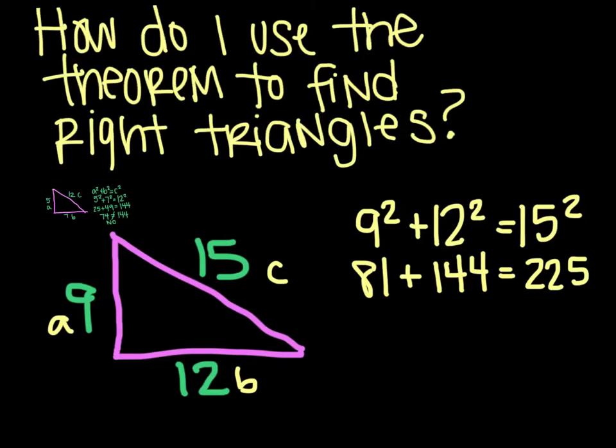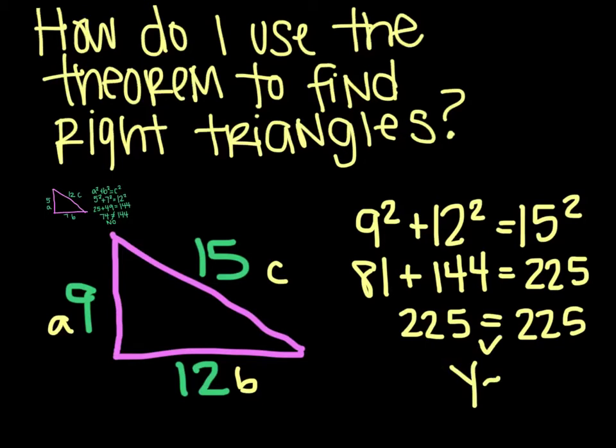Then you're going to take 81 and add 144 to it, and you get 225. That matches the 225 on the other side. This is true, so yes, this triangle is a right triangle.